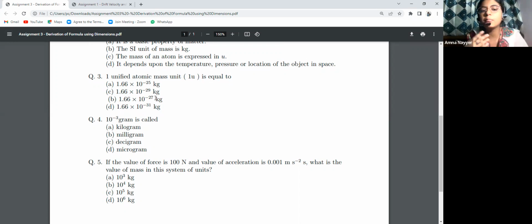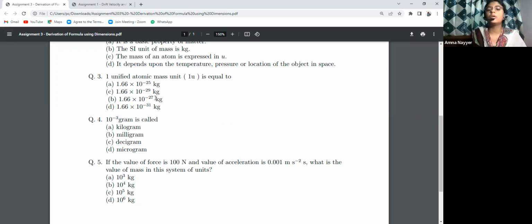Now 10 to the power minus 3 grams is called what? Milli. Wherever you get the term 10 to the power minus 3, whether it had been 10 to the power minus 3 meters, it would have been millimeters. Wherever you get the term 10 to the power minus 3, that is always a replacement of the term milli. So if it's 10 to the power minus 3 grams, it is milligram.